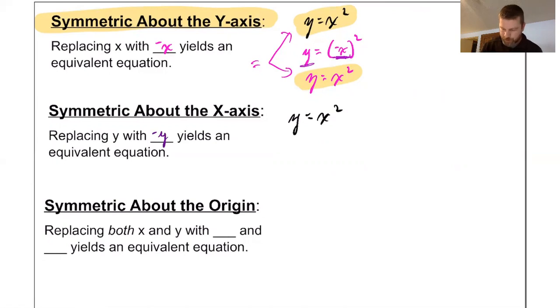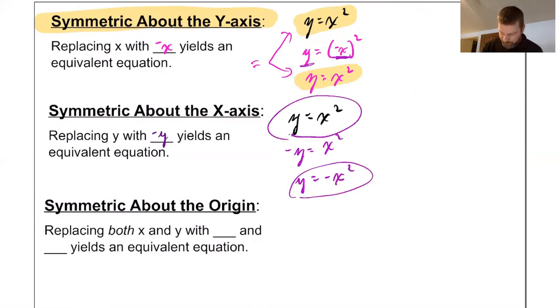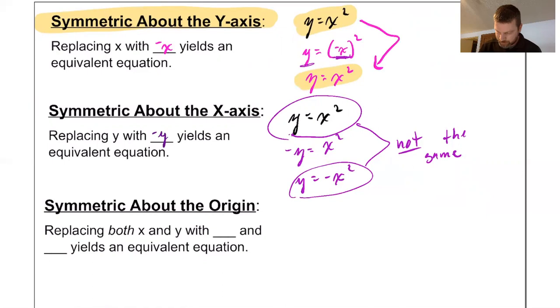If I replace y with negative y, I'll have negative y equals x squared. If I solve for y, I get y equals negative x squared. Those two are not the same. So y equals x squared is not symmetric about the x-axis. It is symmetric about the y-axis because they are the same, and not symmetric about the x-axis because they're not the same.